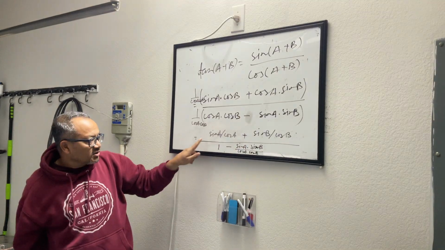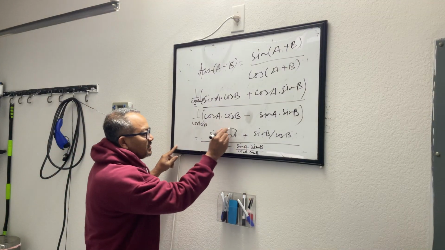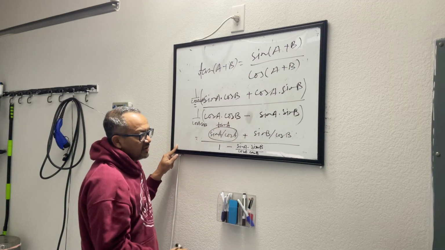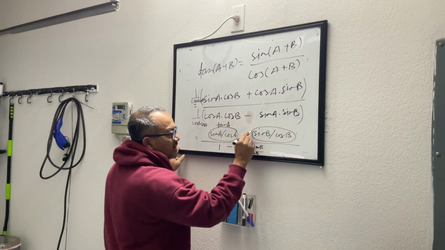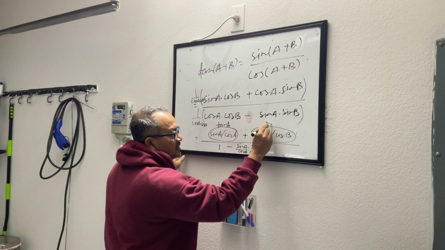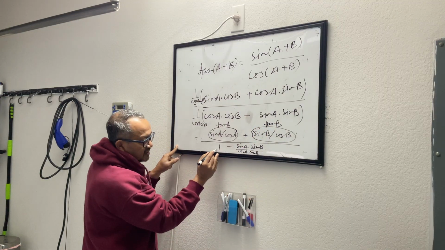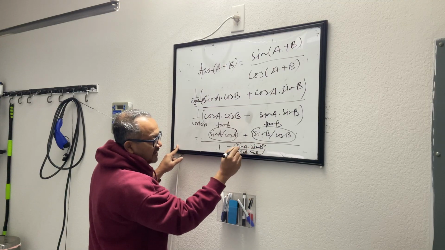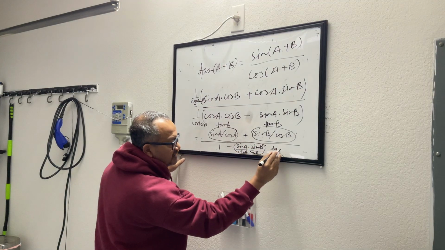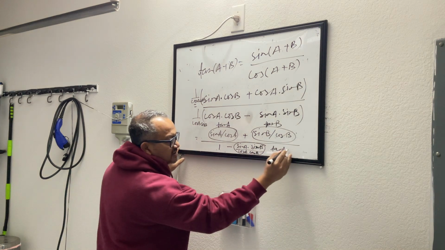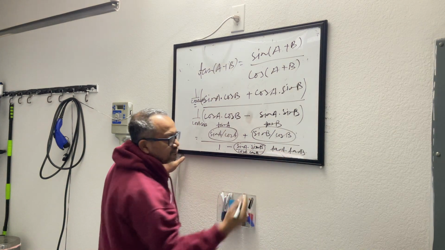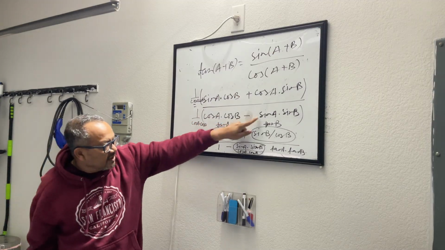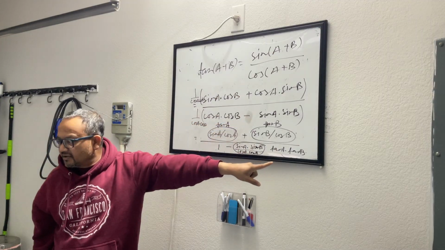Yeah. So this thing becomes sin A by cos A, tan A. Sin B by cos B becomes tan B. This one is 1. Sin A by cos A is tan A. Sin B by cos B is tan B. So what it became was tan A plus tan B divided by 1 minus tan A tan B.